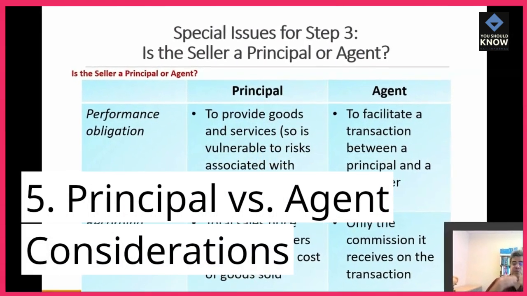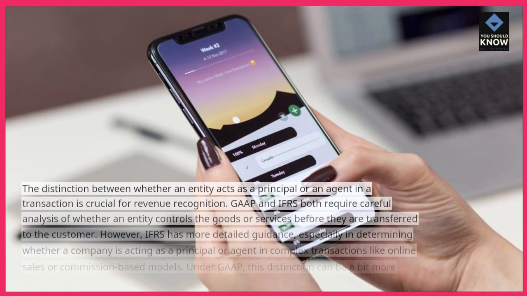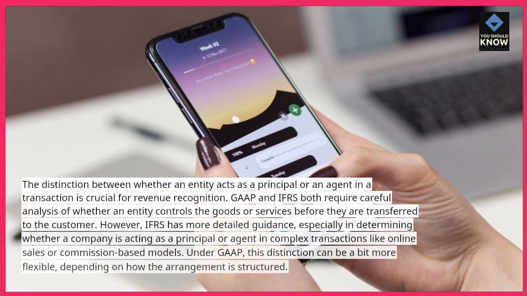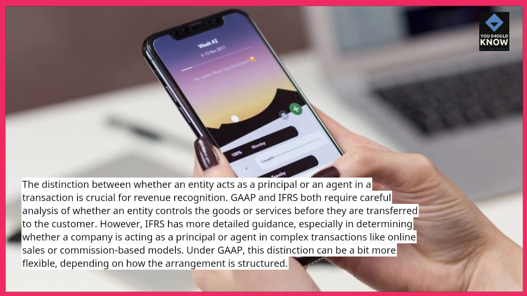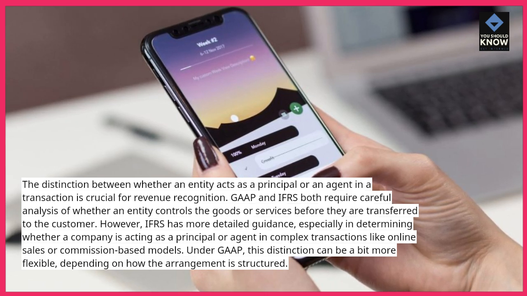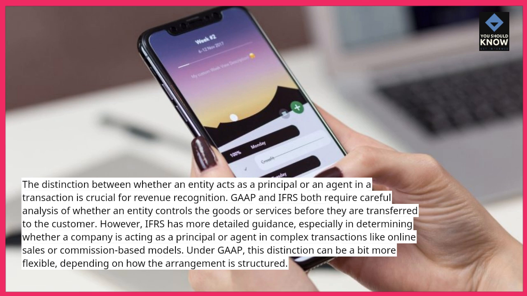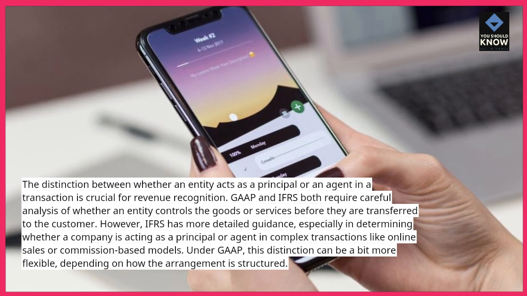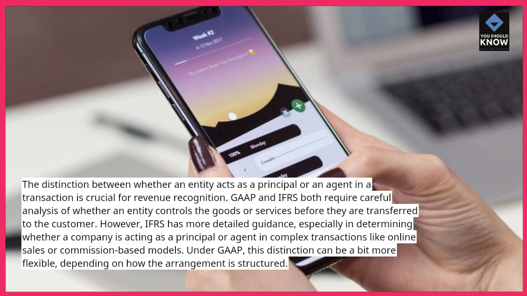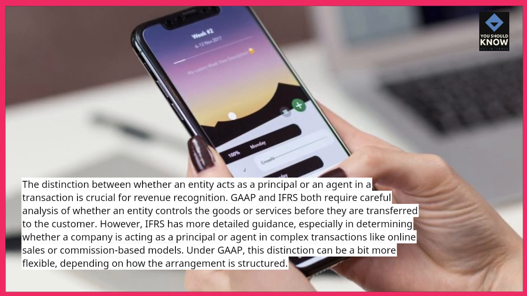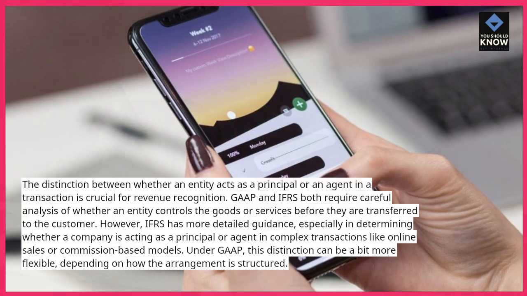5. Principal versus agent considerations. The distinction between whether an entity acts as a principal or an agent in a transaction is crucial for revenue recognition. GAAP and IFRS both require careful analysis of whether an entity controls the goods or services before they are transferred to the customer. However, IFRS has more detailed guidance, especially in determining whether a company is acting as a principal or agent in complex transactions like online sales or commission-based models. Under GAAP, this distinction can be a bit more flexible, depending on how the arrangement is structured.